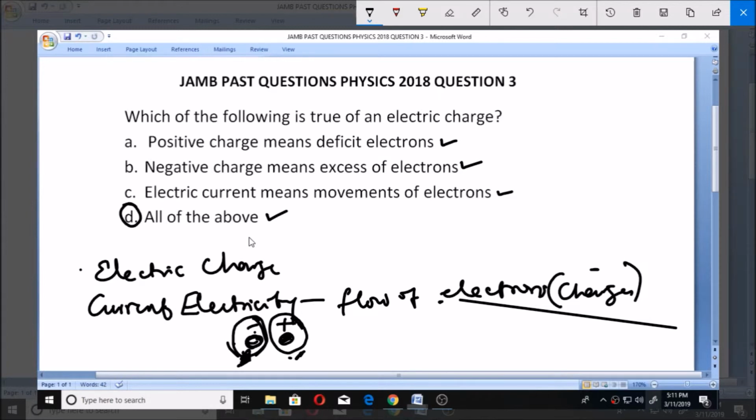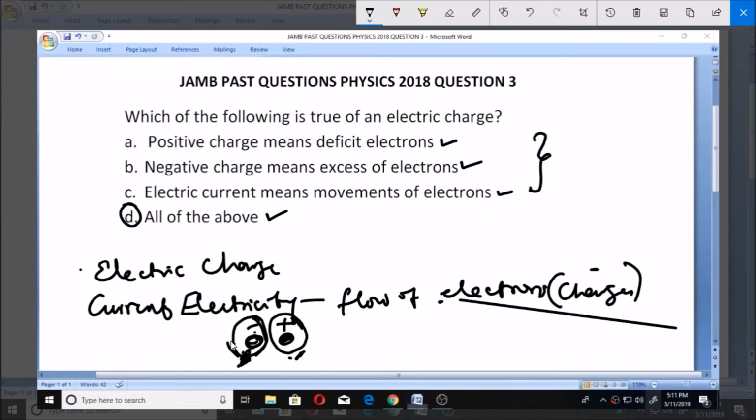So for electric charges, positive charge means deficit electrons, negative charge means excess electrons, electric current means movement of electrons. Then D, all of the above. All of the above is correct because all these three hold true for electric charge.